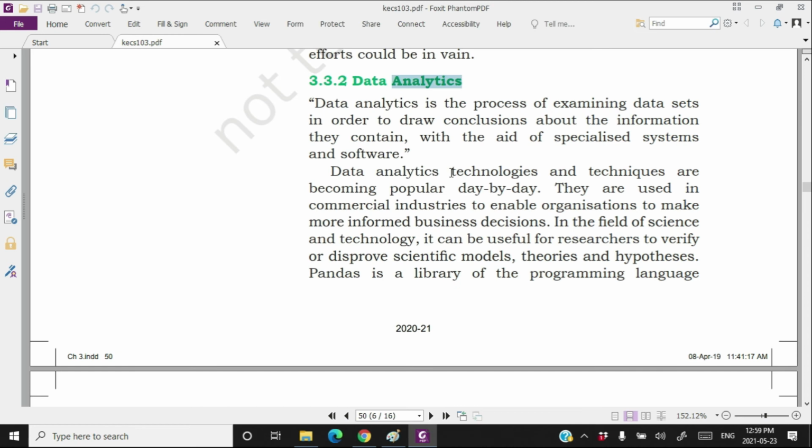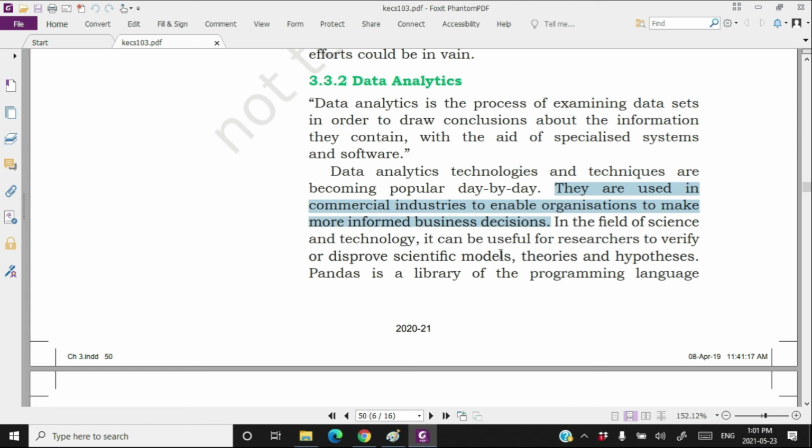Data analytics technologies and techniques are becoming popular day by day. They are used in commercial industries to enable organizations to make more informed business decisions. So you analyze data to make better business decisions. Amazon analyzes its data, such as what is being sold in which month, in which geographical location. Amazon analyzes all its sales so that it can take better business decisions. So Amazon is an example of analyzing data for business.